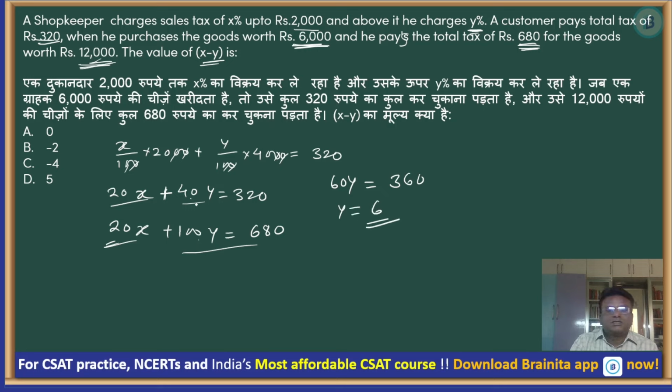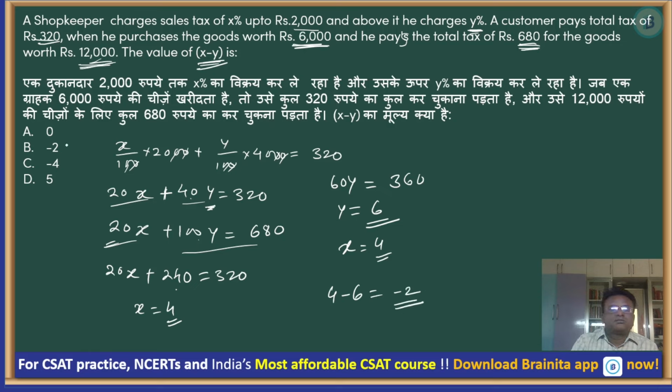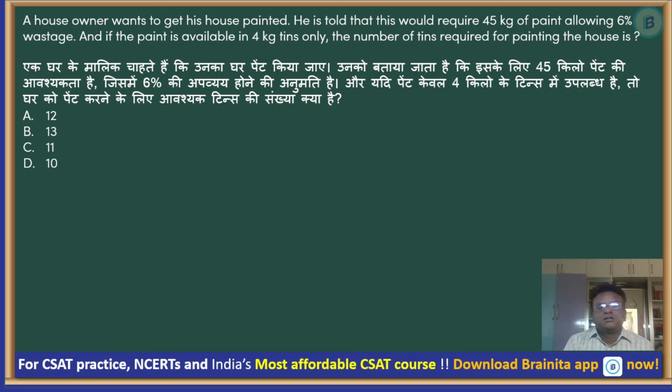If y is equal to 6, then I am putting y equal to 6 here. So I get 20x plus 240 is equal to 320. 320 minus 240 is 80. 80 divided by 20 is 4. So I get x is equal to 4. I have been asked x minus y, which is 4 minus 6, so minus 2. My answer is option number B. Right? So algebra plus percentage. Now I think this is the last question for this video.